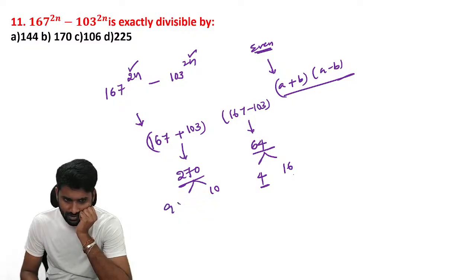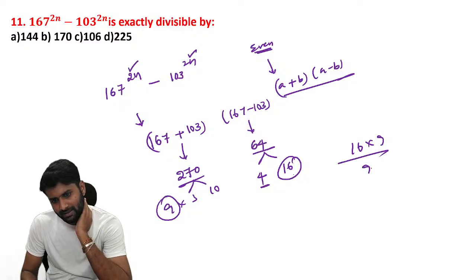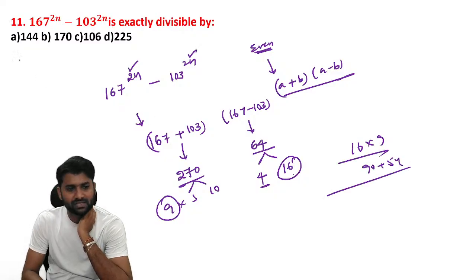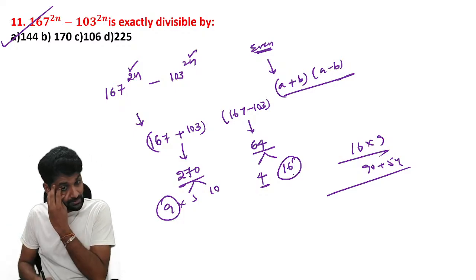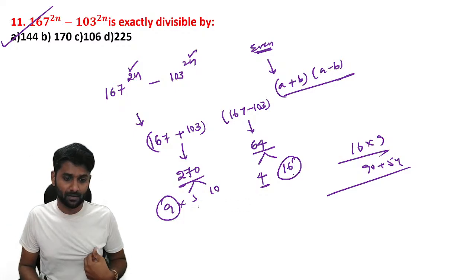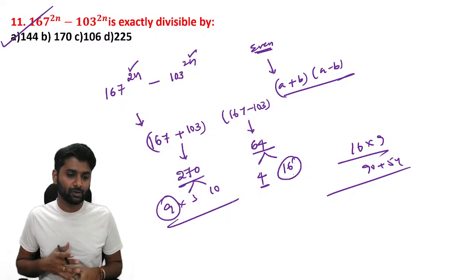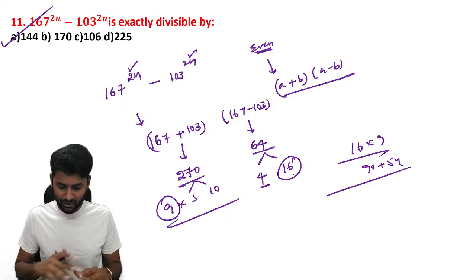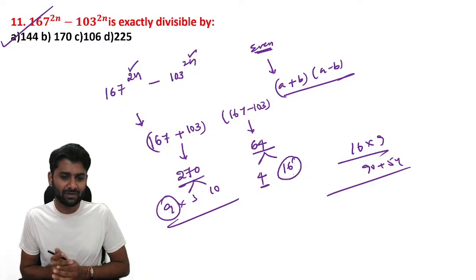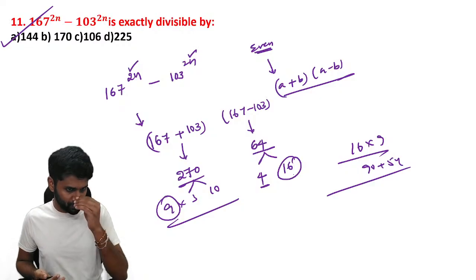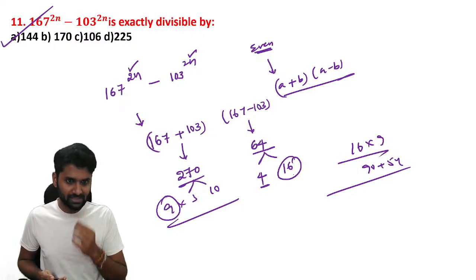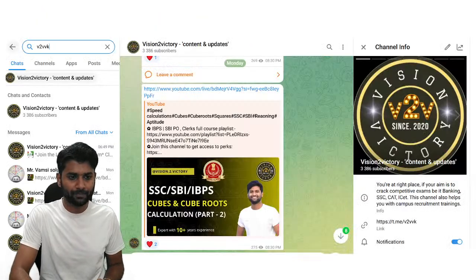Again, it's 9 into 3. So let us go for 16 into 9: 9 tens are 90, 9 sixes are 54. Yes, you can see the option 144. If you're good at these conversions, 270 you can split as 9 into 3 into 10, and 64 as 4 into 16. According to the options, 9 multiplied with 16 is 144. So 167 whole power 2n minus 103 whole power 2n is exactly divisible by 144.